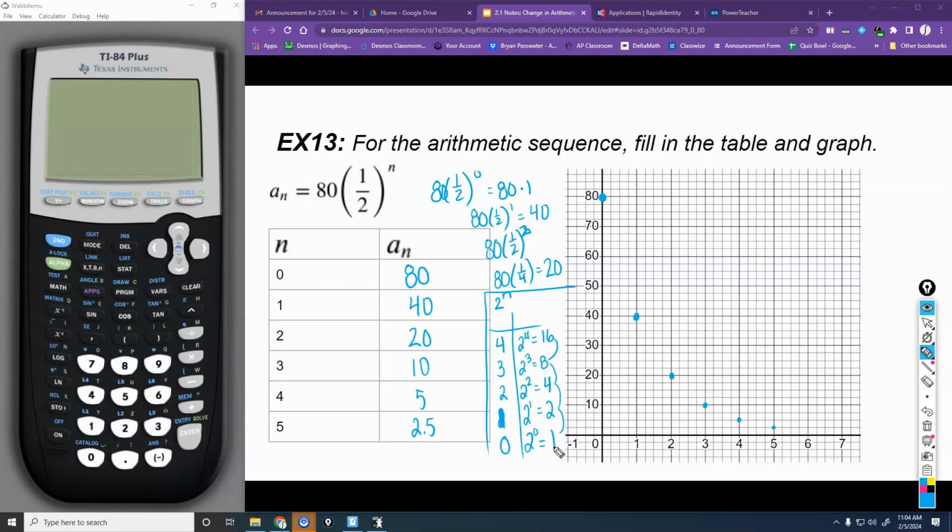So that is sort of an explanation of why anything to the 0 power is 1, because it sounds kind of crazy. You expect it to be 0, or maybe just itself, but you don't really expect it to be 1, but it is. Okay, let's keep going.